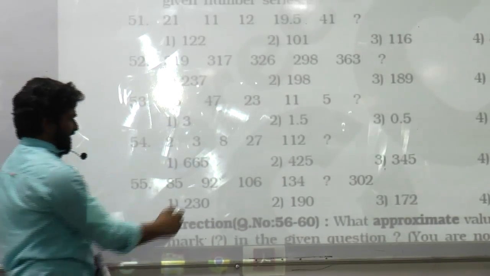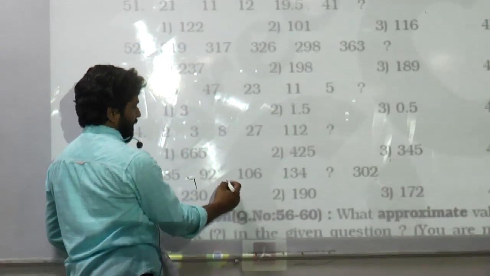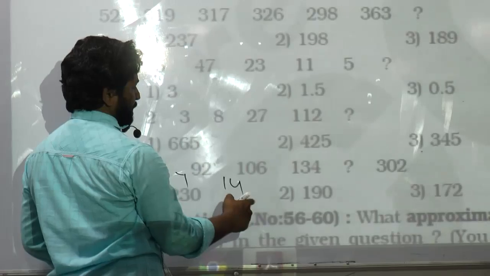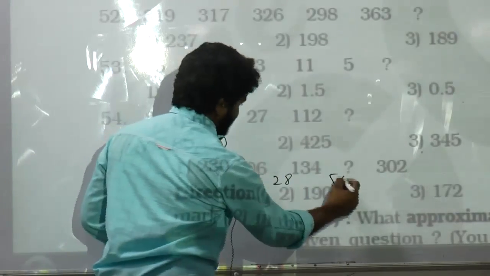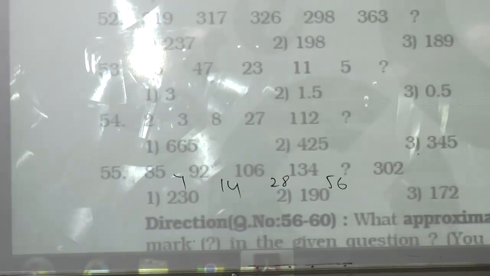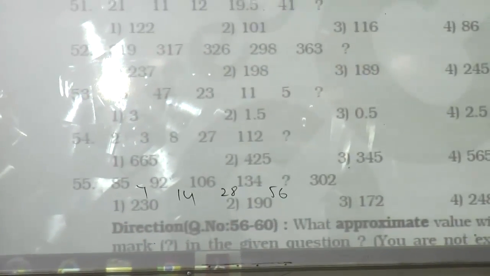Difference, I think. 7, 14, 28. 7, 2 times, double, 56. The answer should be 590, 190. 134 plus 56.